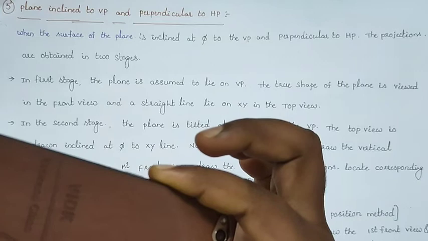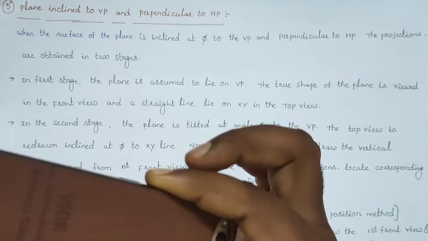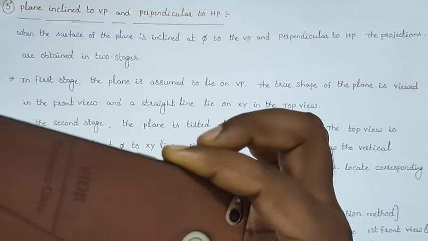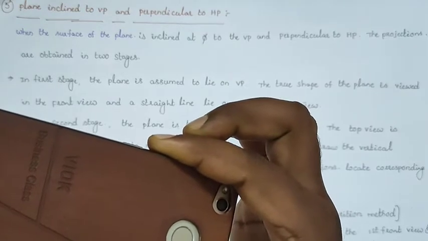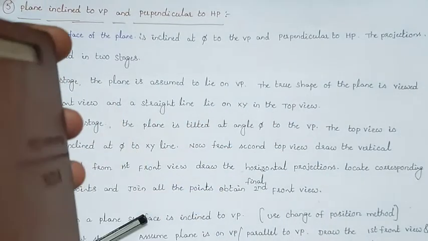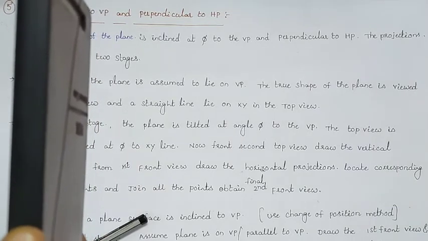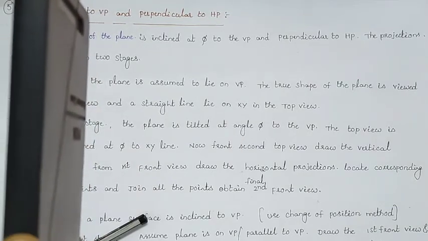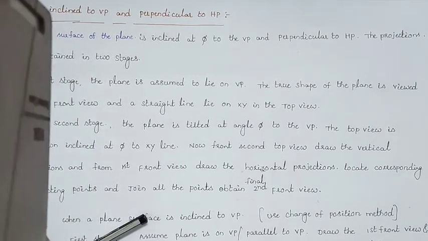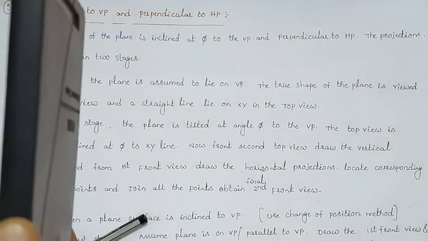So whenever a plane surface is inclined to the VP, the projections are drawn by using the change of position method. Here also we will draw the projections in two stages. Coming to the first stage, we assume that the plane surface is parallel to the VP. When a plane surface is inclined to the VP, we draw the projections in two stages. In the first stage, we assume that the plane surface is lying on the VP or parallel to the VP. Draw the first front view.